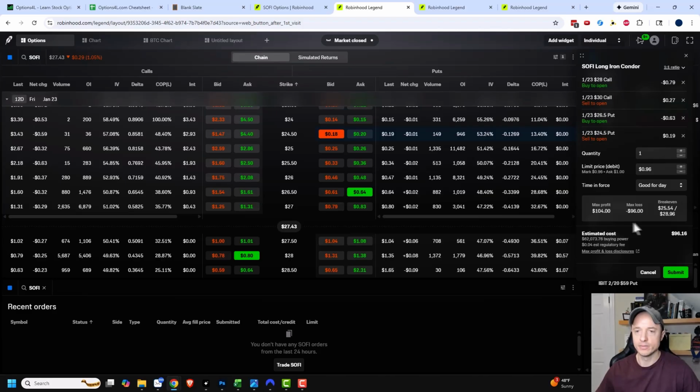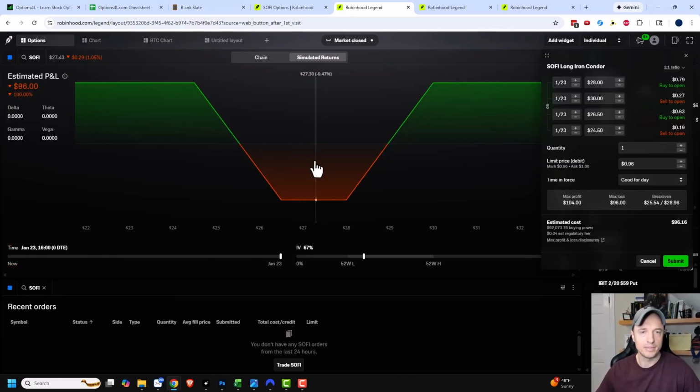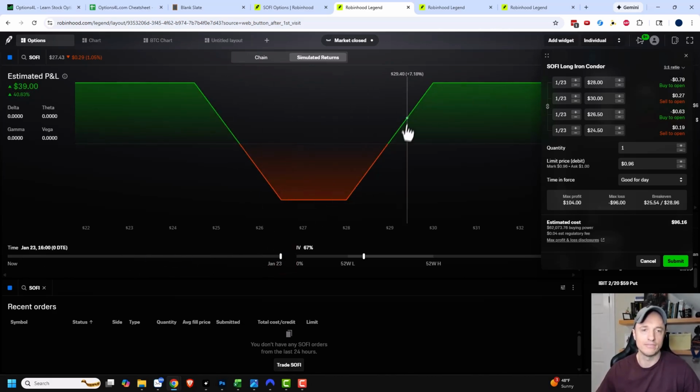Now, if you want to see the little P&L graph, you can come to simulated returns up at the top right there. And then you want to move the expiration all the way to the end, and you'll get the same type of graph that you get on regular Robinhood. And you could play with this graph to see where you need the price of SoFi to be in order to break even, and then how to get your maximum profit out of this particular trade. So again, you just come up to simulated returns and then move the little expiration slider all the way to the right, and that'll make your graph look like it does on regular Robinhood. And of course, when you're ready to submit your order, you just come over here and click on submit.